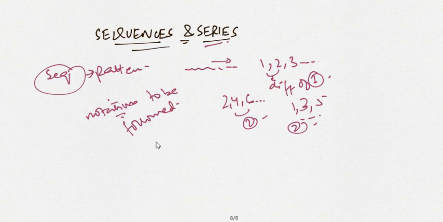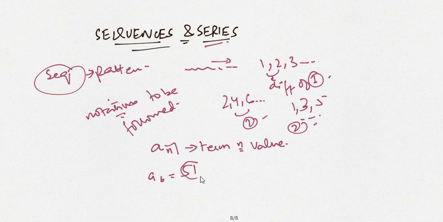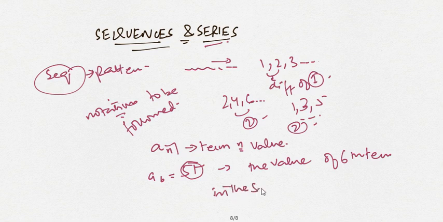For example, this notation represents the term n, the term n value you can say. For example, if I say that a6 is equal to 51, it means that the value of the sixth term in the series is 51.